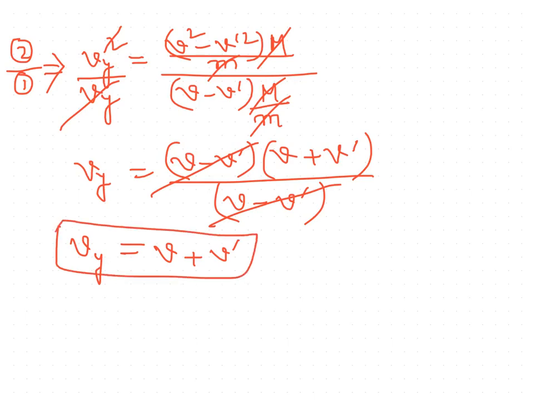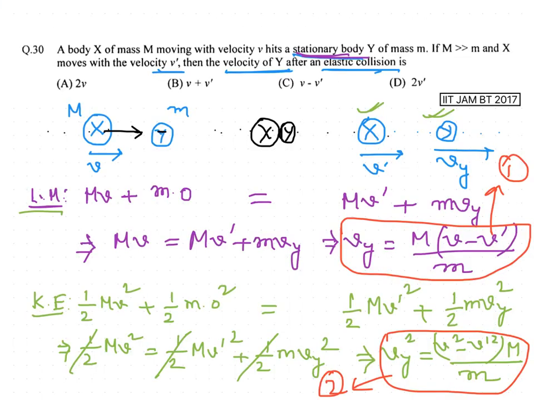So let us go back to the question. Here, option B is our correct answer, that is v plus v prime. This is our Vy, the velocity of Y after elastic collision. Okay, so we could successfully solve this problem.